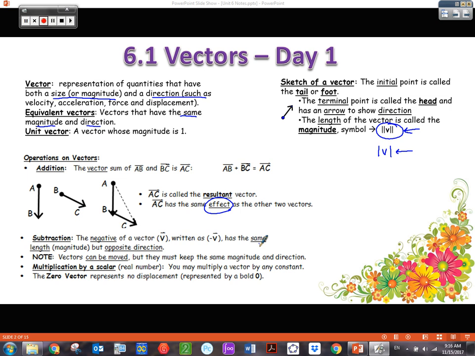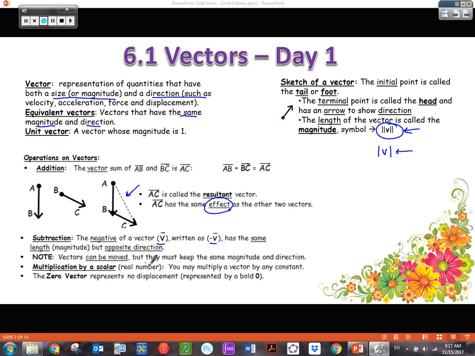That's its resultant. So what we're going to be focusing on today is drawing vectors. We're going to draw them, and we're going to find the resultant vector geometrically today, and we'll work on it algebraically tomorrow. So we are able to subtract vectors. If we have vector v and we write it as negative v, basically what that means is that these two vectors will have the same length or magnitude, but they'll be in exactly opposite directions, like 180 degrees opposite.